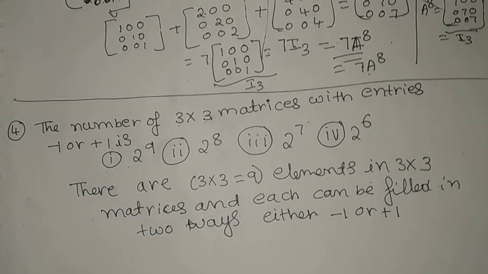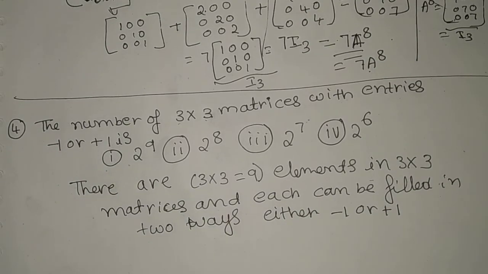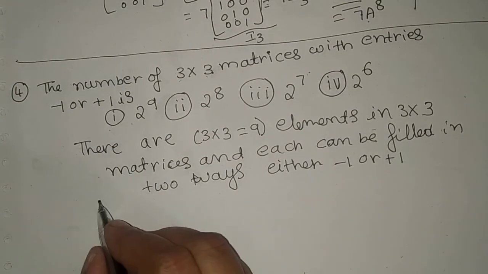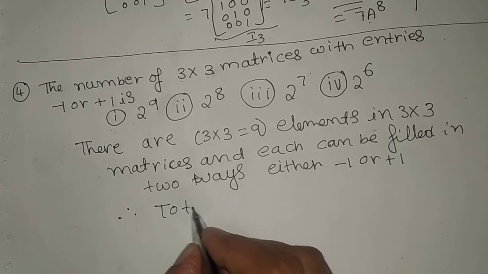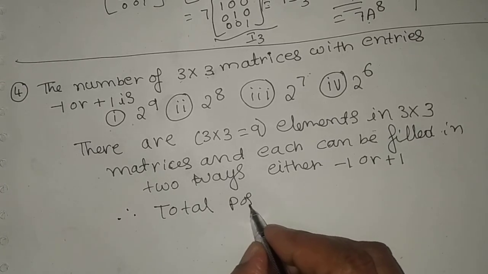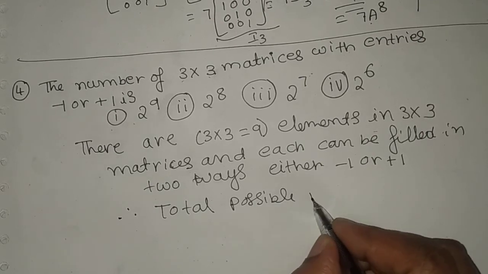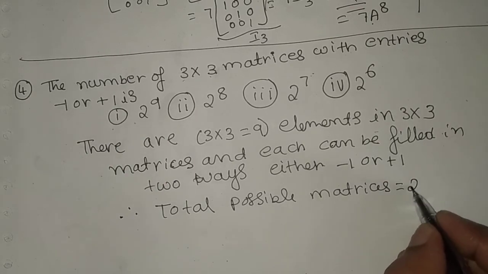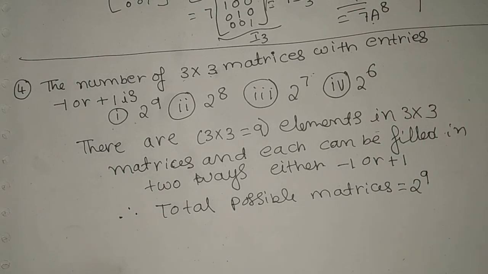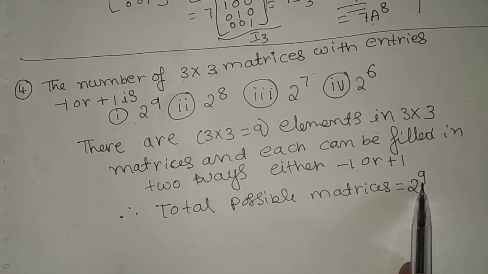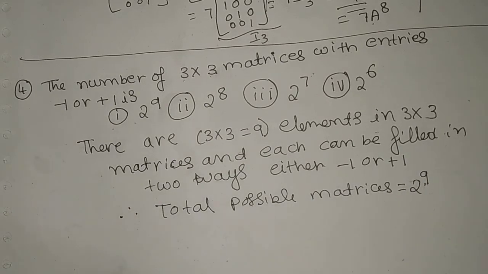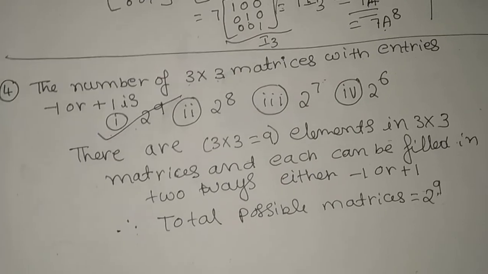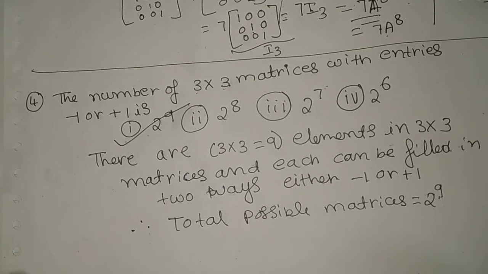So there are how much? There are 9 elements. Out of 9 elements, each can be filled with plus 1 or minus 1. So therefore we have to write the total possible matrices. Total possible matrices means 2 to the power of 9. So 9 elements, so matrices is 2 to the power of 9. So which option is correct? That is option A is the correct answer. So this is the fourth one. We move on to the fifth problem.